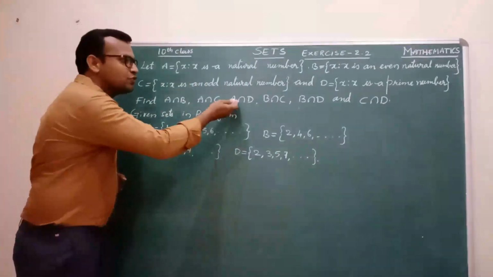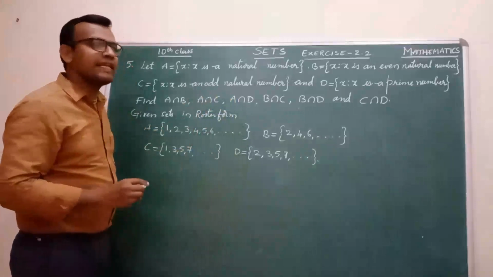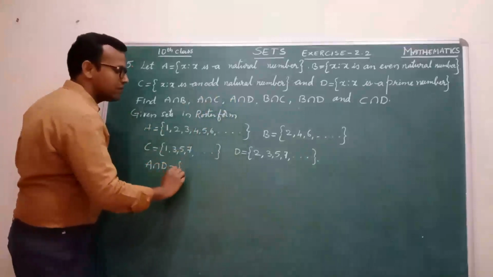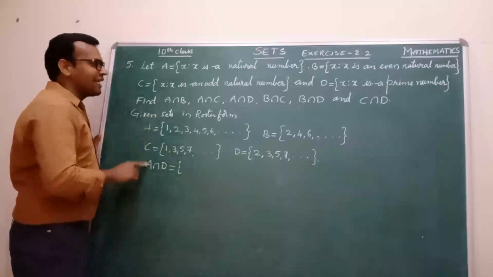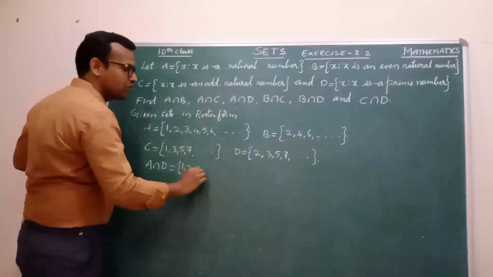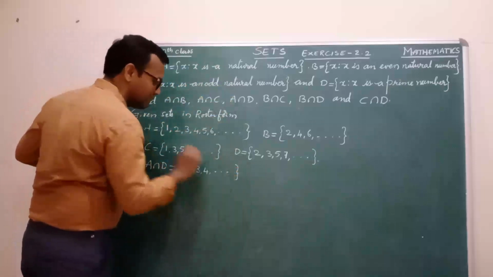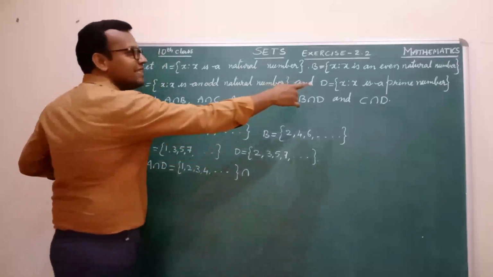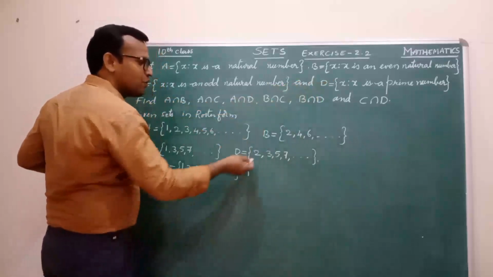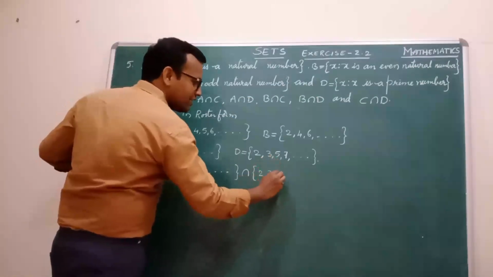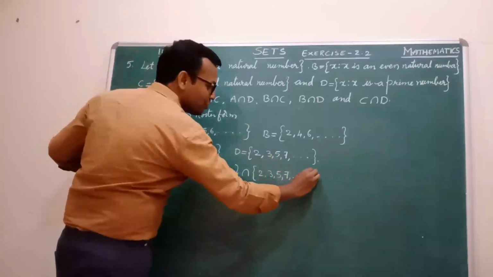Now, we need to find A intersection D. So, let me write here. A intersection D is equal to the set A. A is the set of natural numbers, 1, 2, 3, 4 and so on. Intersection D. What is D? D is the set of prime numbers. So what are prime numbers? Set of 2, 3, 5, 7 and so on.